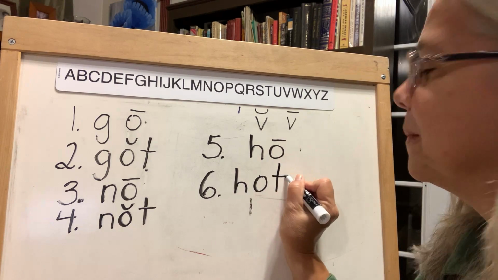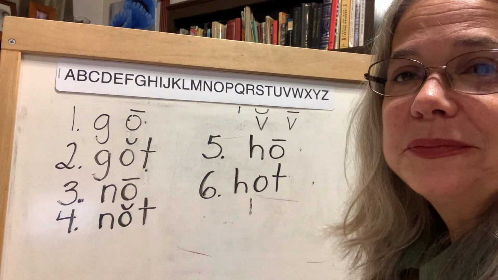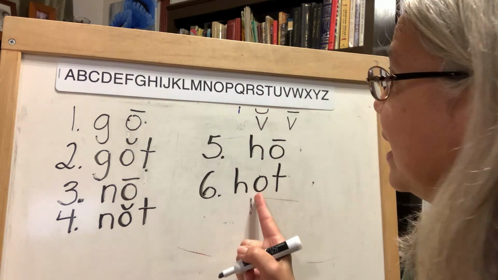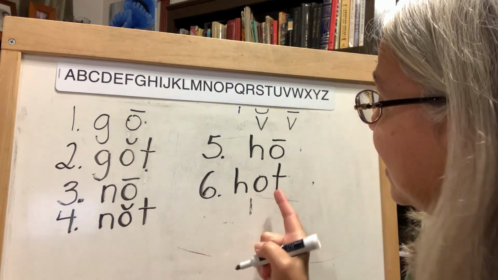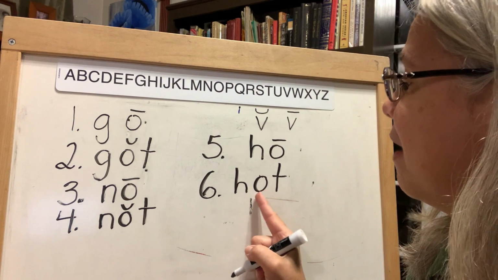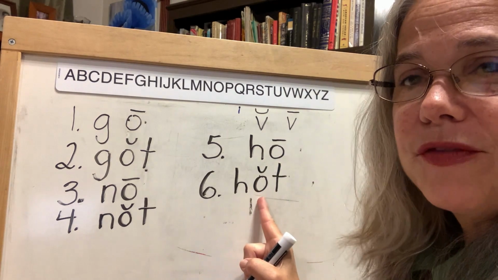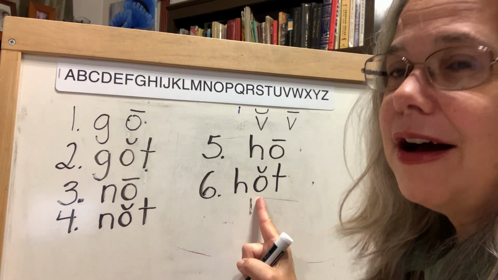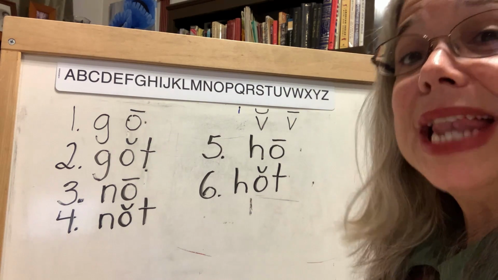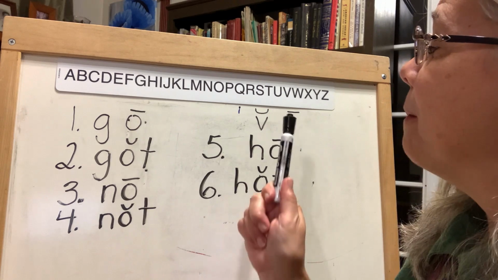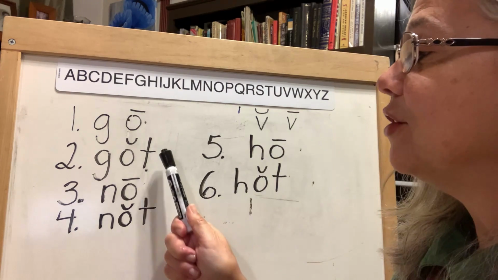And last but not least, number 6. H-O-T. Okay, which letter is our vowel? The O again. Is it in a closed syllable or open syllable? It's closed. There's a consonant behind it. A vowel in a closed syllable short, code it with a breve. What is the sound of short vowel O? Ah. Can you read that word? Hot. Very good.